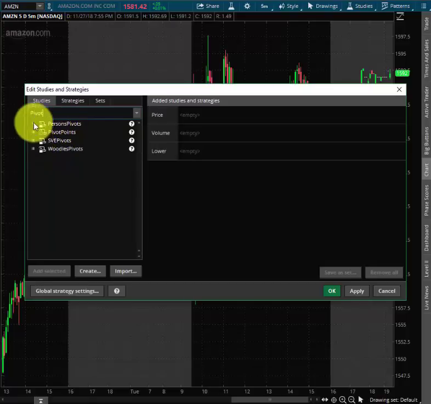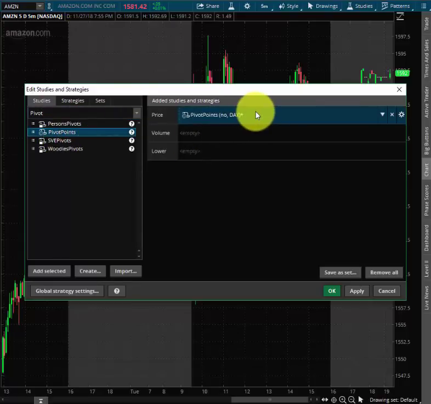You can already see that there are 4 different variations, and that's just what's popping up here, right? There are 4 different variations because they're commonly used and people put their own spin on them. So we're just going to double click pivot points. You can see it throws it on the right side here.